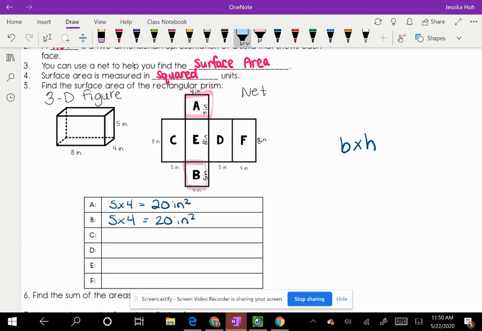I'm going to now look at C. I have 5 as my base and 8 as my height. So 5 times 8, and that gives me 40 inches squared. D is right here. That is also 5 for my base and 8 for my height.